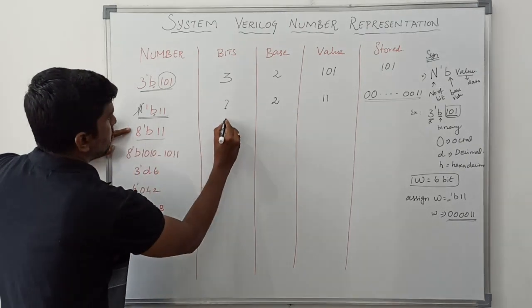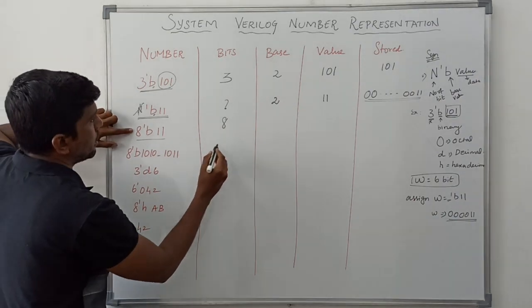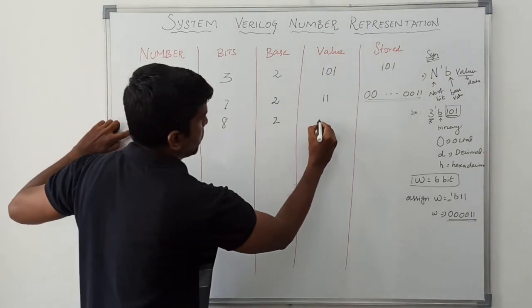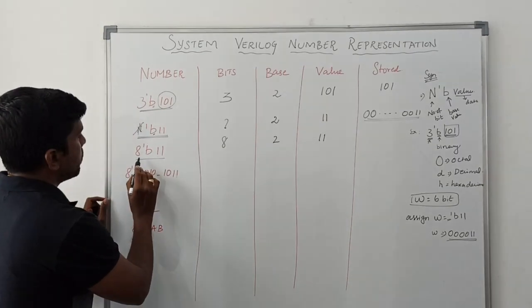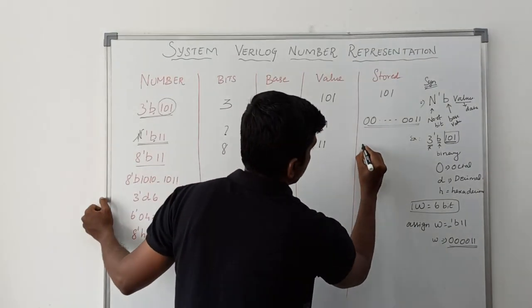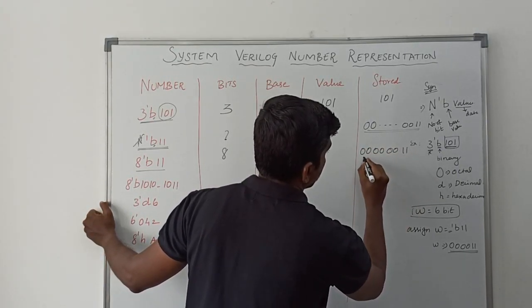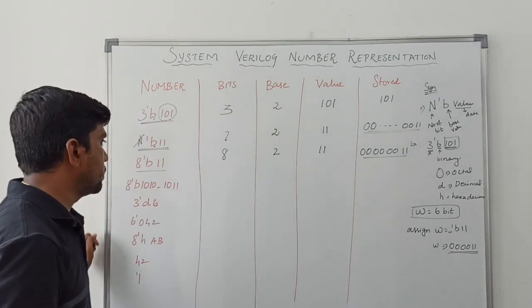Then the next one, 8 tick B 11. So 8 is the number of bits, the base value is 2, and the value is 11. The stored value is an 8 bit value: 00000011.